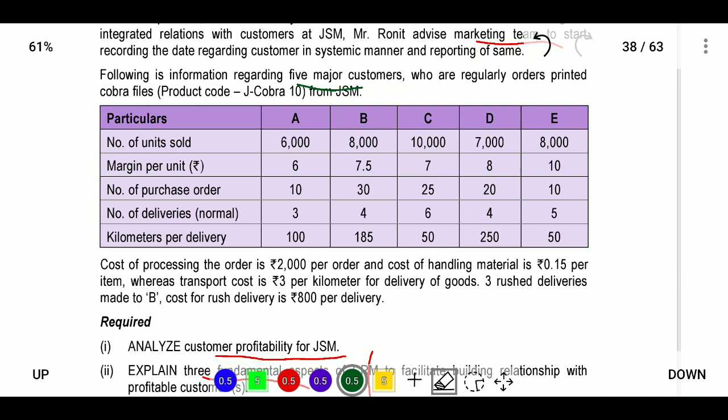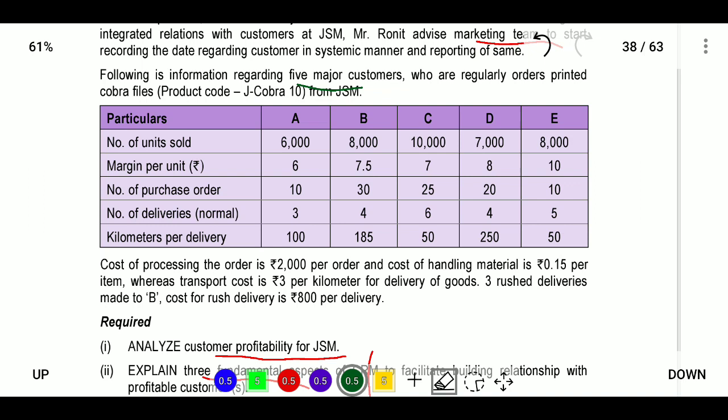Number of units sold: 6,000, 8,000, 10,000, 7,000, 8,000. Margin per unit: 6 rupees, 7.5, 7, 8, 10. The highest-volume customer is C, and we are getting a margin of 7 rupees. The lowest customer is A, and we get only 6 rupees. But E is providing more margin for us. Our large volume is purchased by C, but we are getting more margin from E.